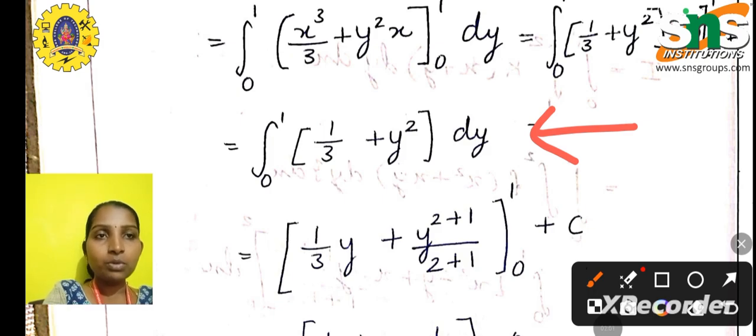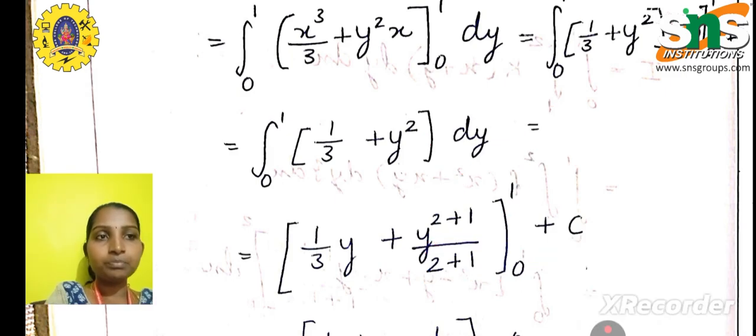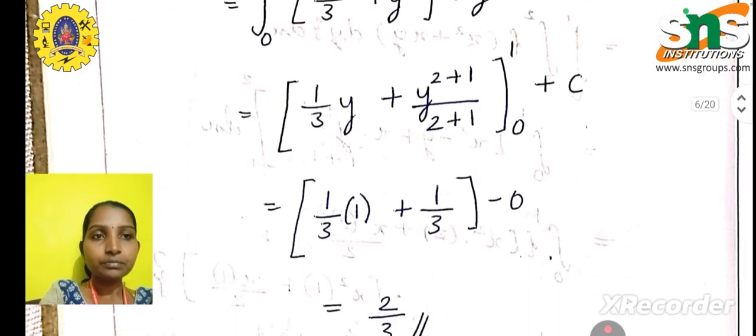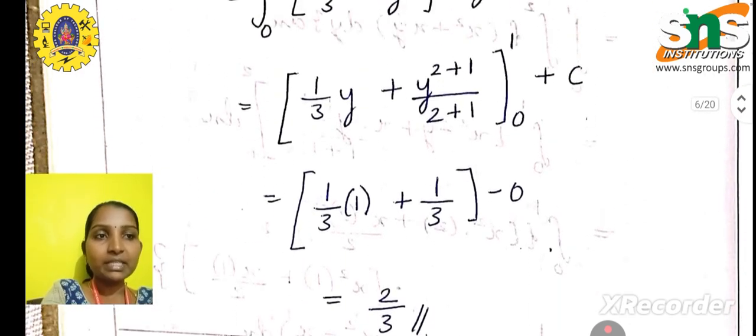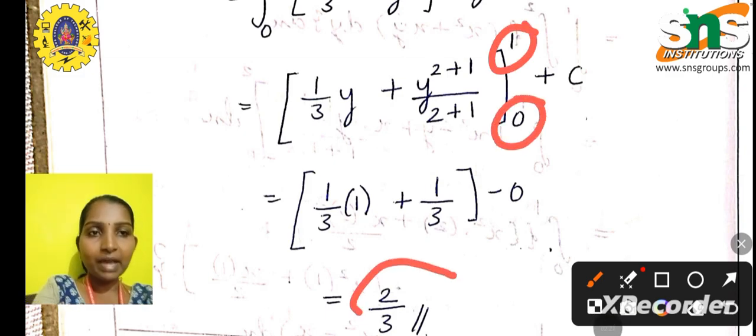How will we integrate it? We will just integrate it as a single variable term. 1 by 3 y plus y squared will be, on integrating, y power 2 plus 1 divided by 2 plus 1, within the limits 1 to 0, plus the constant c. And we will just apply the upper limit and the lower limit here, as discussed earlier. So you will have 2 by 3 as the value.